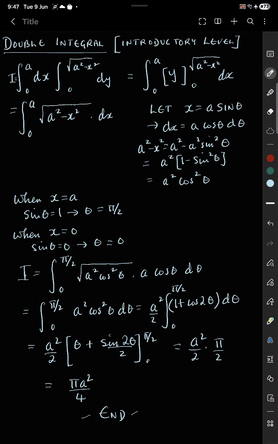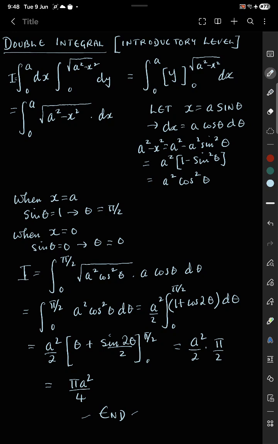Greetings. In this video I'm going to do a double integral of the introductory level, and the integral will be I equals integral sign limits a and 0 dx, and another integral sign limits square root a squared minus x squared and 0 dy.